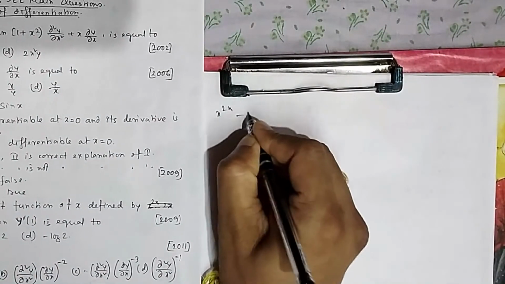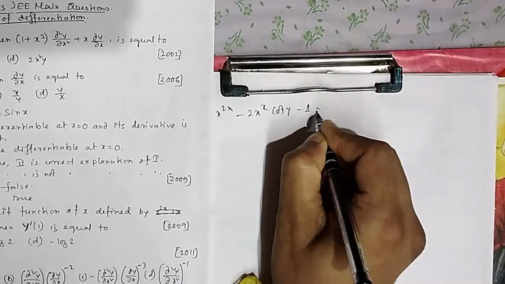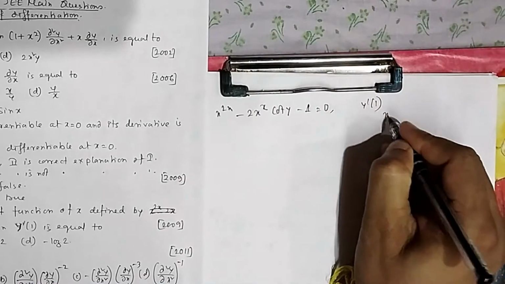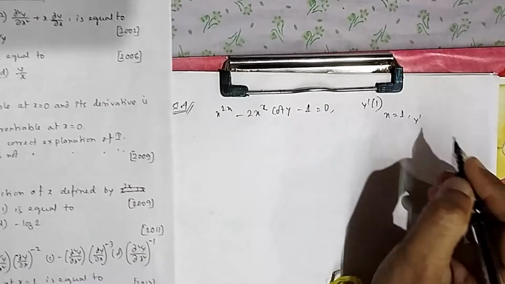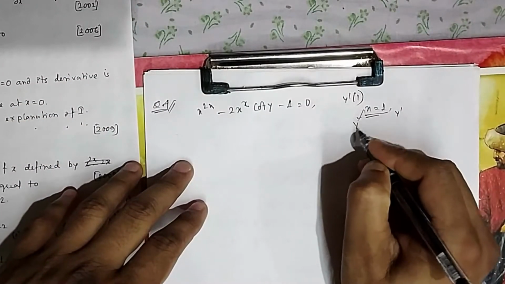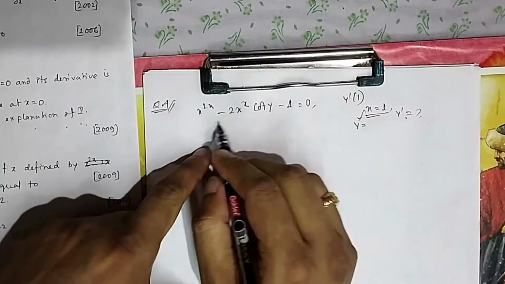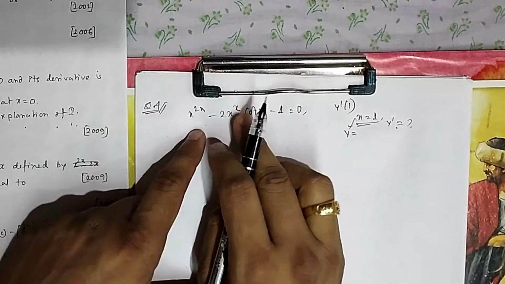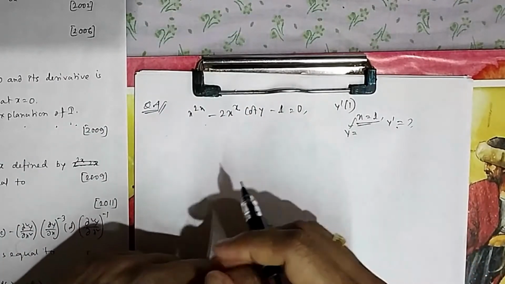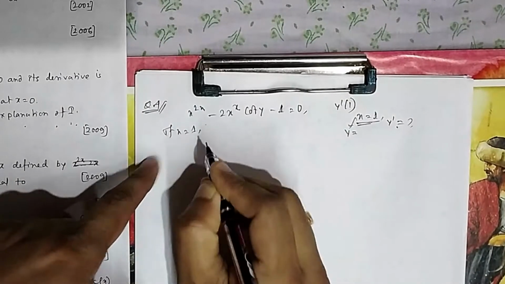x to the power 2x minus 2x to the power x cot y minus 1 is equal to 0. So you have to find y dash 1, which means when x is equal to 1, you have to find y dash. So first you calculate when x is equal to 1, what is the value of y. Y dash you will calculate at x equal to 1, but because it is implicit, in the differentiation dy/dx there will also be y. So at the end when you put x equal to 1, you have to put the value of y also.